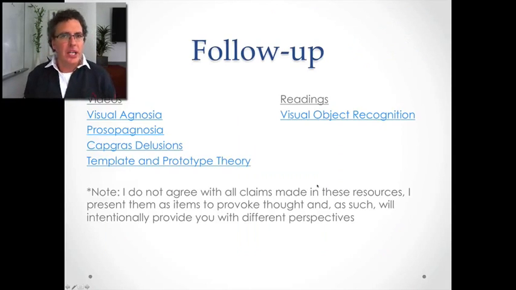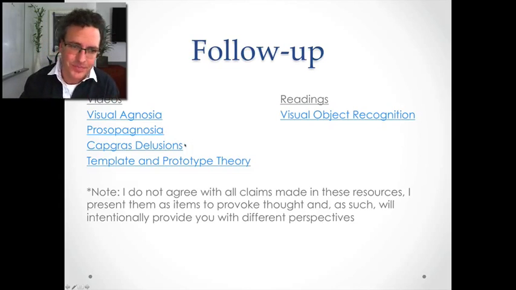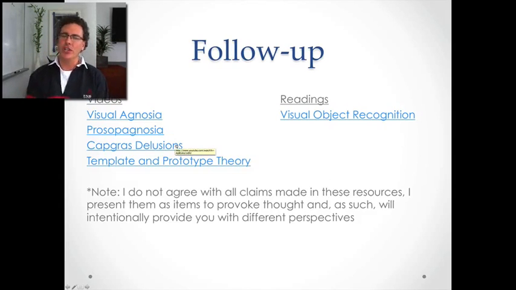All right, so some follow-up things that you want to check out because I think they're kind of cool. There's a video of somebody with visual agnosia, again, just to give you a nice concrete sense of what that's like. And this person will describe, when he looks around, he sees colors and shapes, but he doesn't see objects. He doesn't recognize what he's seeing. So a real powerful presentation of that. Similarly, a presentation of somebody with prosopagnosia, what I was just talking about, the lack of an ability to recognize faces.